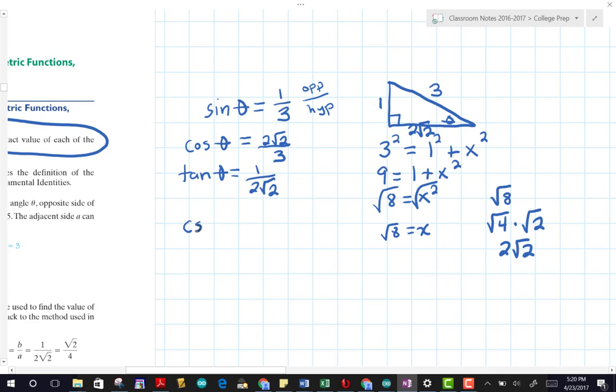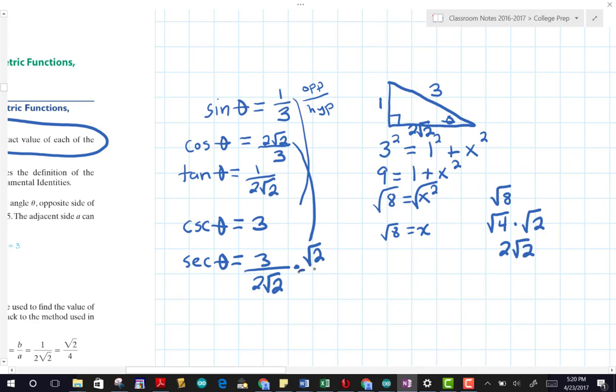If you're doing this on MyMathLab, it might make you rationalize the denominator, which means we multiply by this root. That's going to give us 3 root 2 over 2 times root 2 times root 2, which is just 2. So this is 3 root 2 over 4. And then cotangent is the reciprocal of tangent, so that's just equal to 2 root 2.